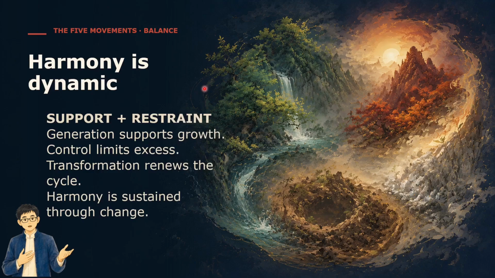As conditions change, the movements also transform into one another. So the 5 movements describe recurring patterns in the movement and transformation of qi. Through this network of support, restraint, and transformation, nature maintains a state of dynamic balance and harmony.